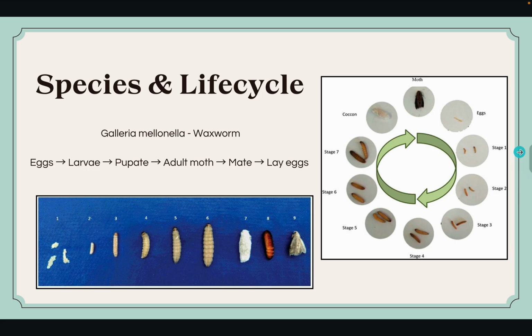On the right, I have a life cycle picture of the Galleria mellonella waxworm, where you can see we go from egg all the way to cocoon and moth. And then on the bottom left, I have a picture going from eggs to, again, cocoon, pupae, and moth.